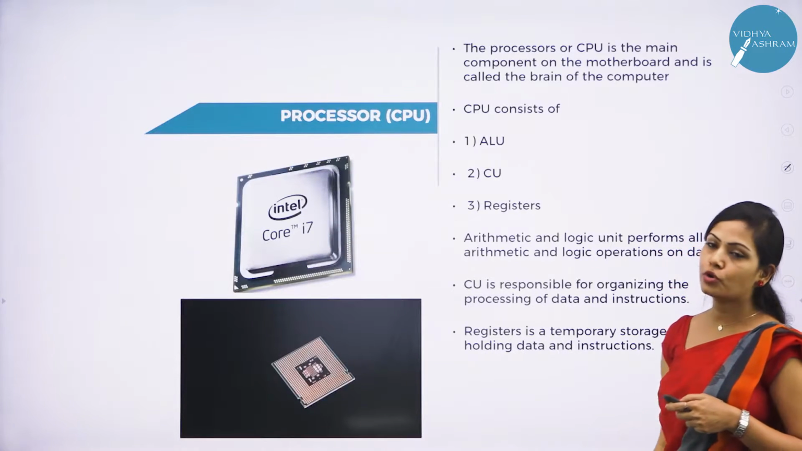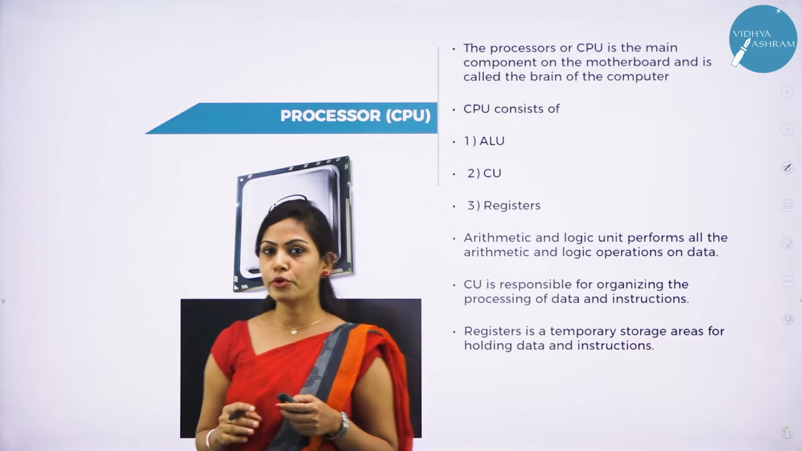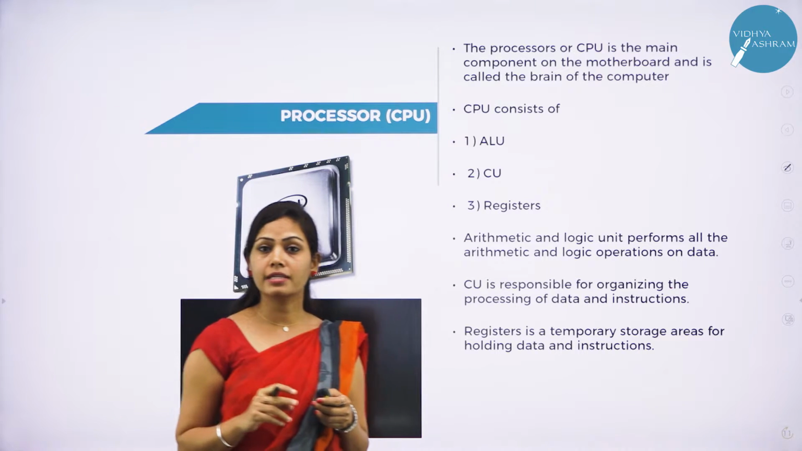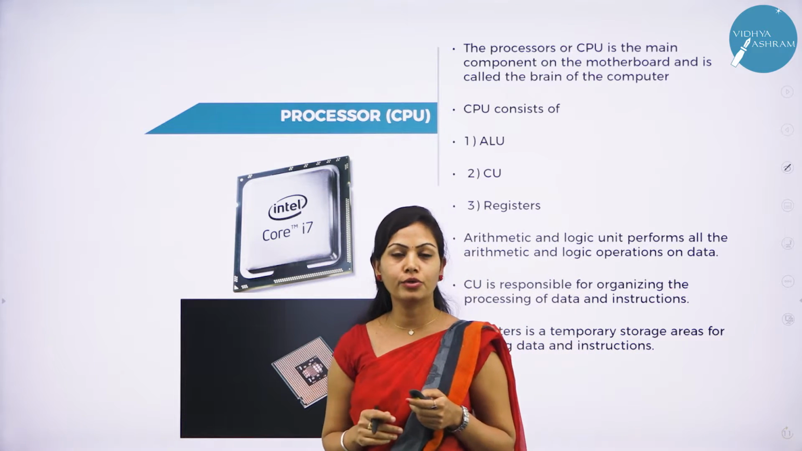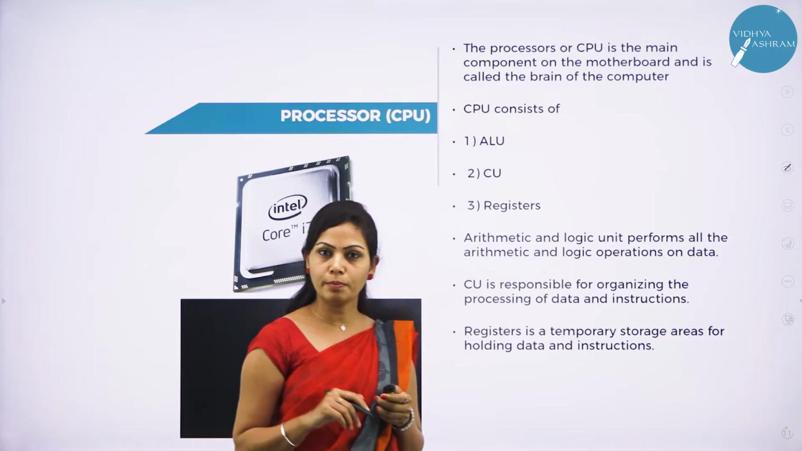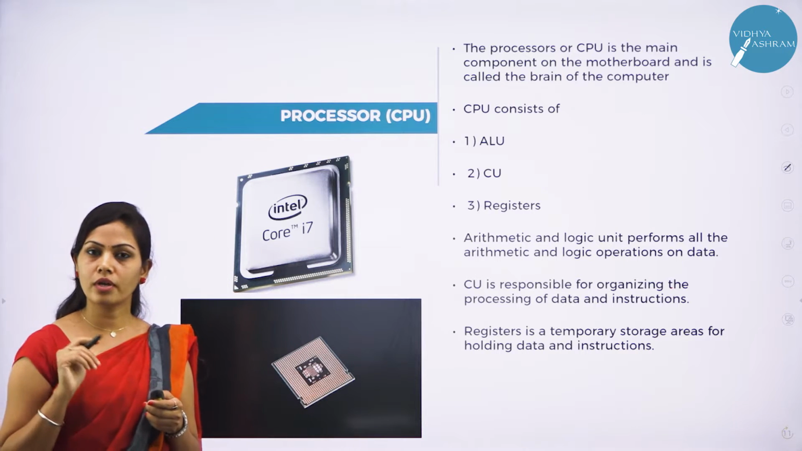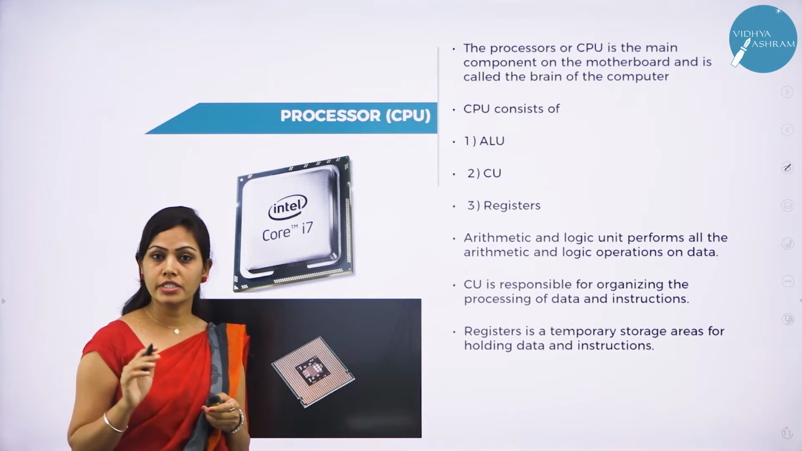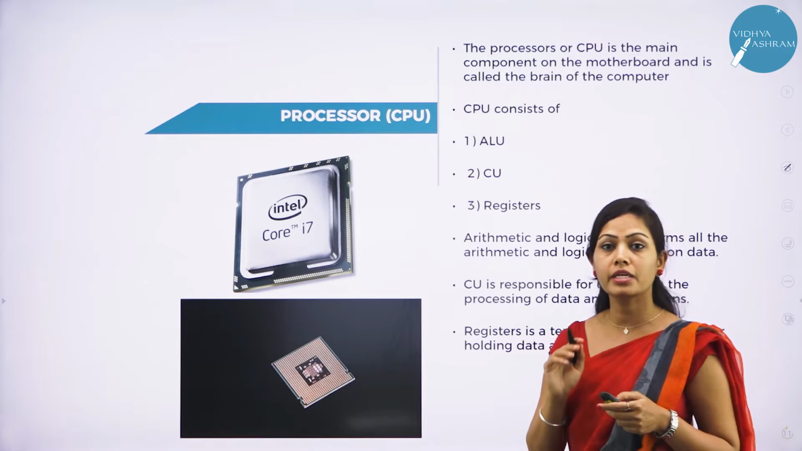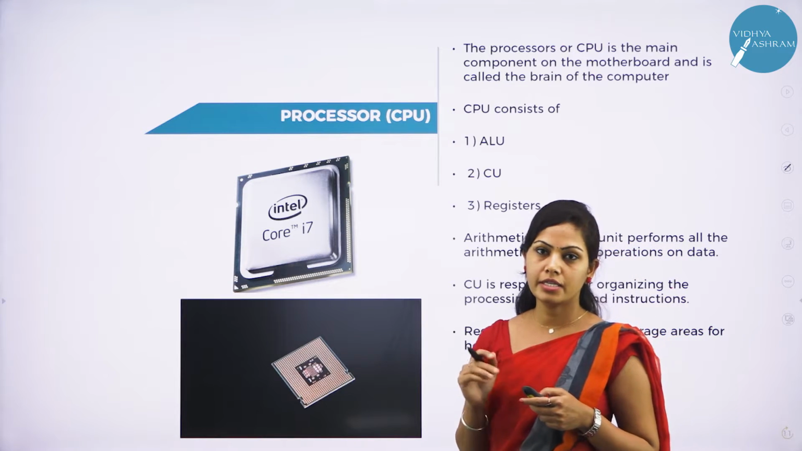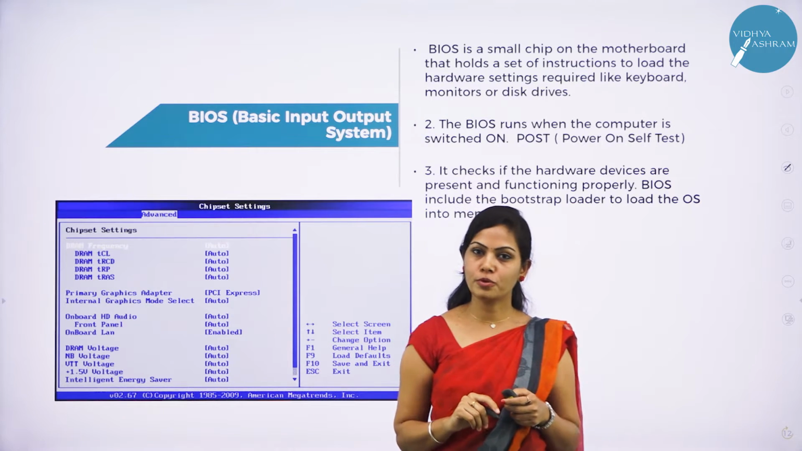So first type is processor. Processor, which is known as CPU. The processor and CPU is the main component of the motherboard. It is called the brain of the computer. It consists of 3 major components, that is ALU, CU and registers. ALU performs all arithmetic and logic operations. Control unit, it controls the overall operation of the computer system. And registers, registers are high speed memory units within the CPU. It is a temporary storage area for holding data and instructions. This is about processor.